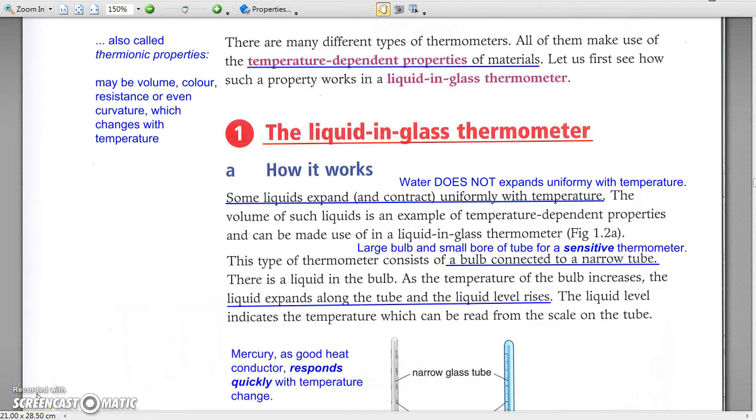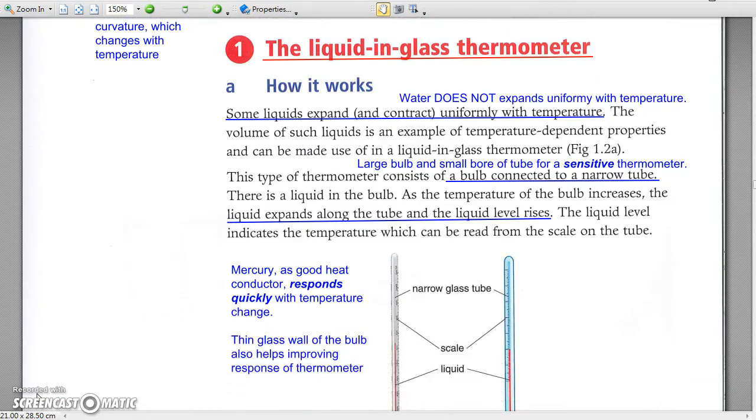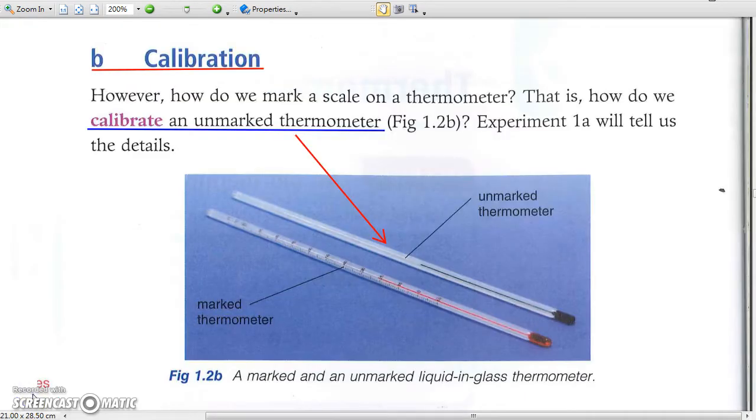Mercury is used in liquid in glass thermometer as mercury expands and contracts uniformly with temperature, and mercury in glass thermometer responds rather quickly to temperature change because mercury, as a good conductor of heat, conducts heat very well. Water is not used as a measuring liquid as it does not expand linearly with temperature rise, especially between 0 to 4 degrees Celsius.